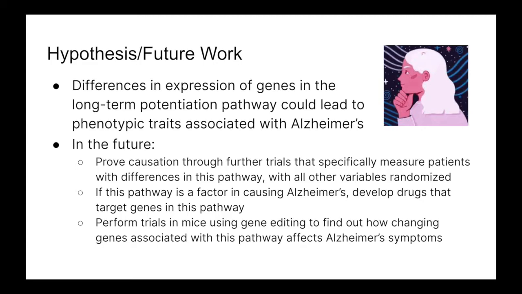In the future, we would prove causation through further trials that specifically measure patients with differences in the pathway with all other variables randomized. If it is indeed a factor causing Alzheimer's, we would develop drugs that target genes in this pathway to try and alleviate some of the symptoms. And we would also perform trials in mice using gene editing to find out how changing different genes in the pathway affects Alzheimer's symptoms.